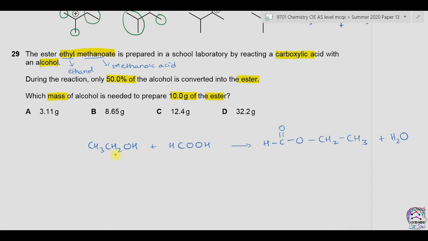Let's write the molecular formula of all these three. We have 2 carbon atoms, 6 hydrogen atoms, 1 oxygen. We have 1 carbon, 2 hydrogen, 2 oxygen, and we have 3 carbons, 6 hydrogens, 2 oxygen along with H2O. Now this equation is already balanced. We have 1 mole of alcohol which produces 1 mole of ester.